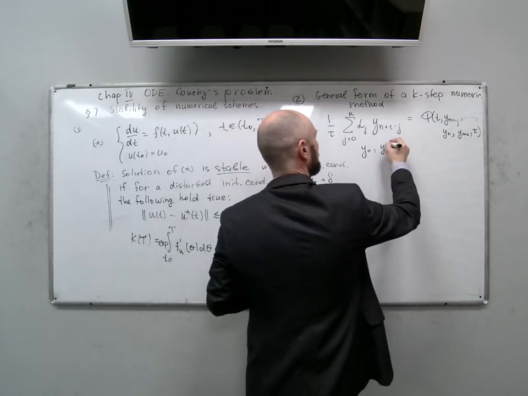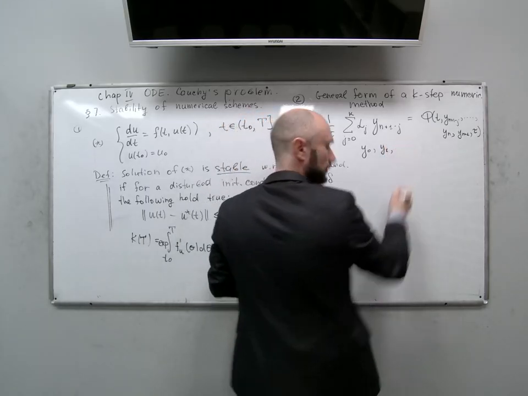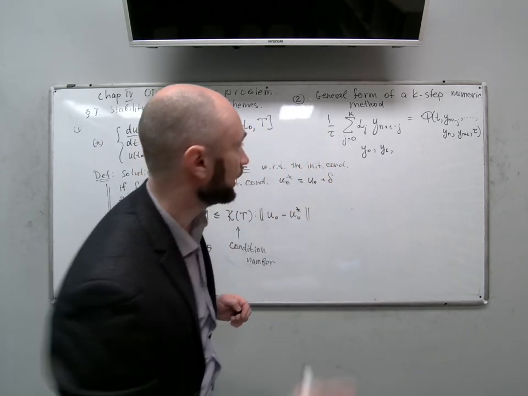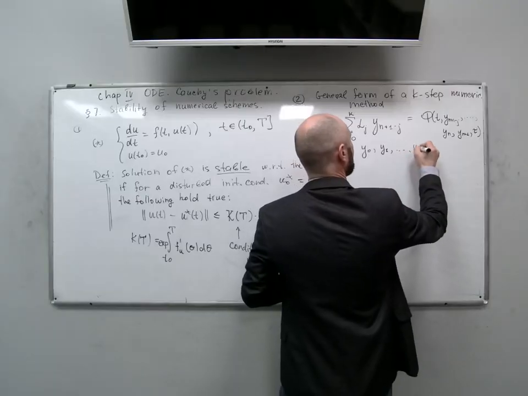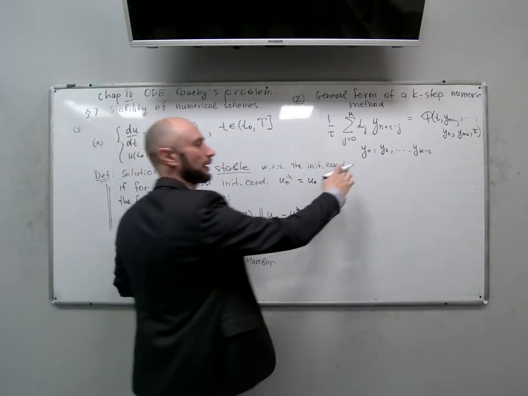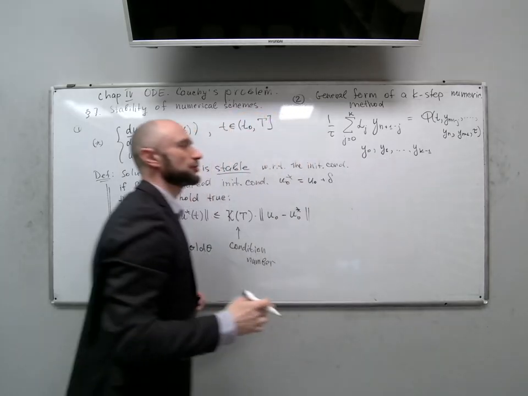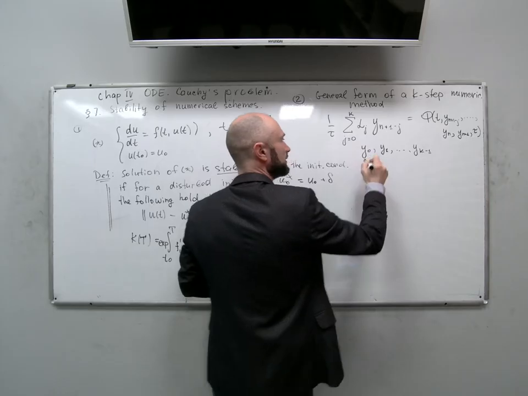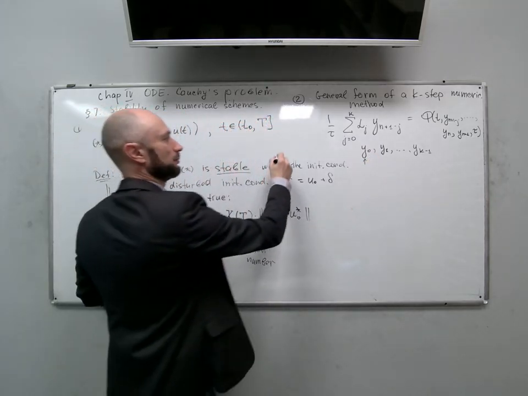Let's denote them by y0, y1, and so on, y_k. These are exact initial conditions. We discussed last time that only this guy is known from the original problem, right?